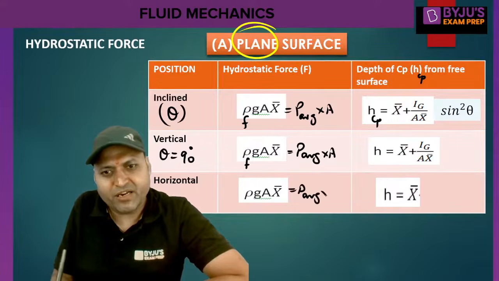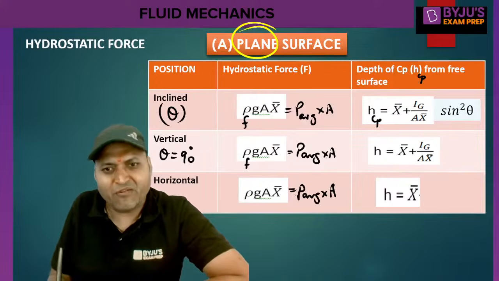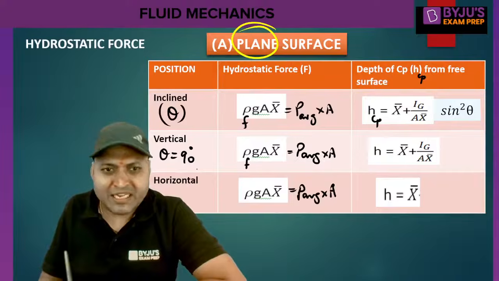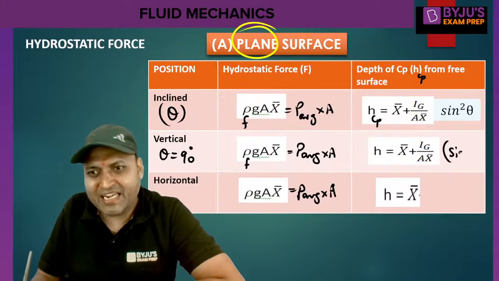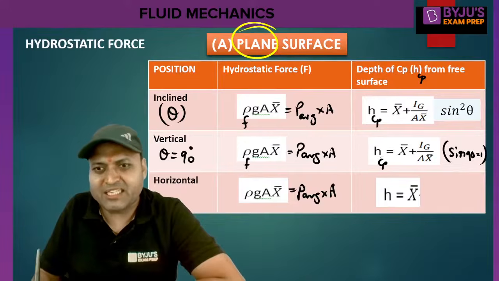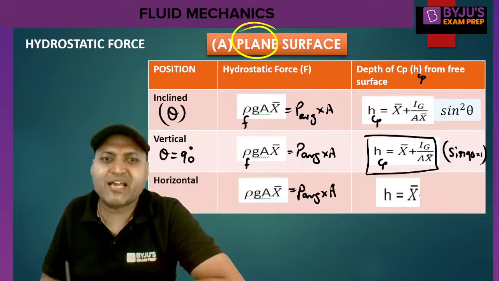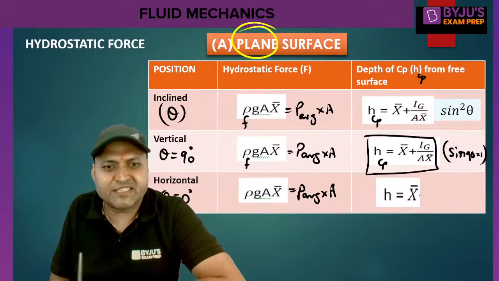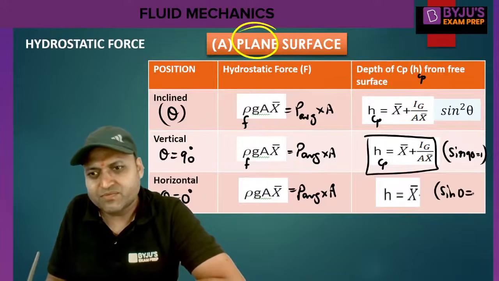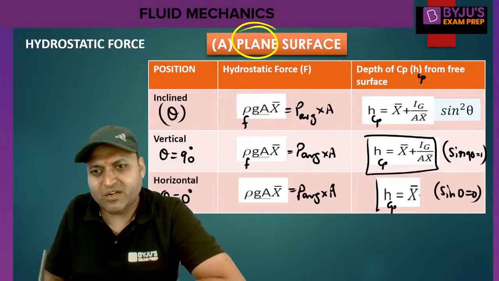Average pressure into area, because the pressure varies linearly with depth. So theta is equal to 90 degrees, sine 90 will be equal to 1. So that is why the formula for HCP is simply X bar plus Ig by X bar. For horizontal surface, theta is equal to 0 degree, so sine 0 is equal to 0. So HCP is equal to X bar.